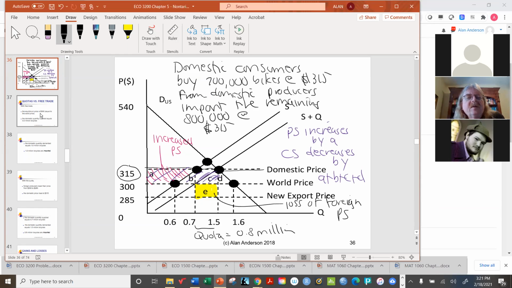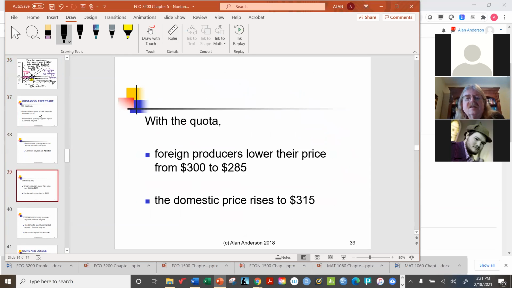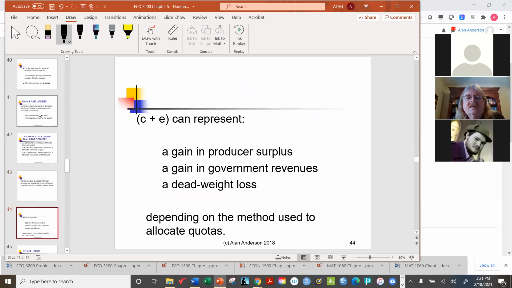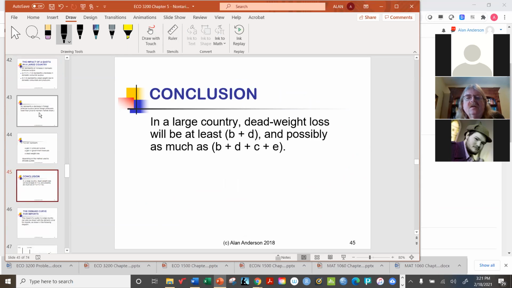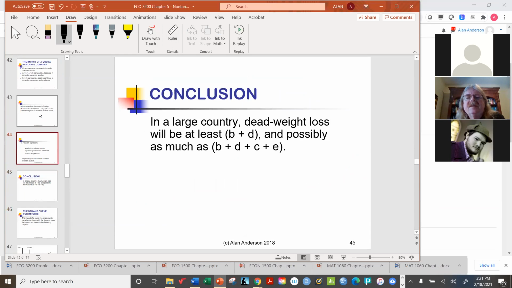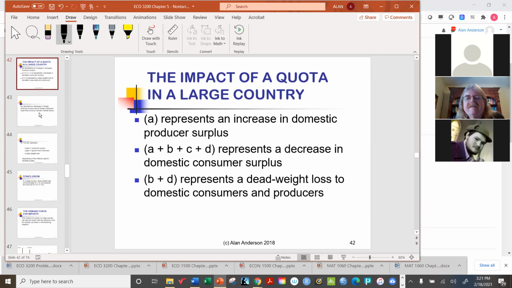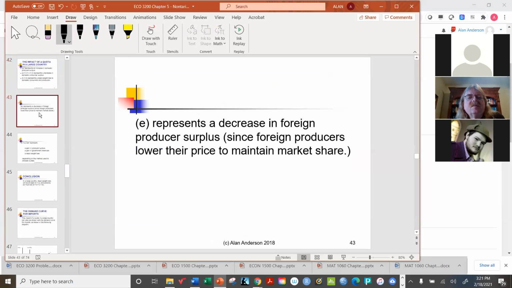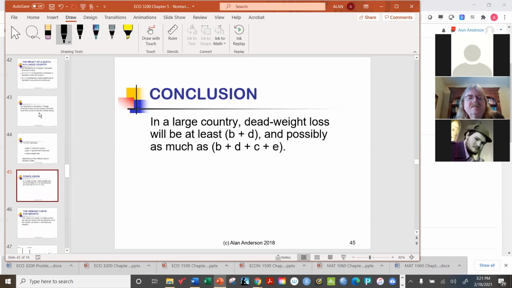But of course, some of that might be offset depending on the way the quota is implemented. And so, as we saw earlier, depending on the way we allocate the licenses, E potentially at least could be partially offset depending on the quotas, but any way you look at it, the deadweight loss will be at least B plus D, and it could go as high as B plus D plus C plus E, which is actually worse than in the small country.